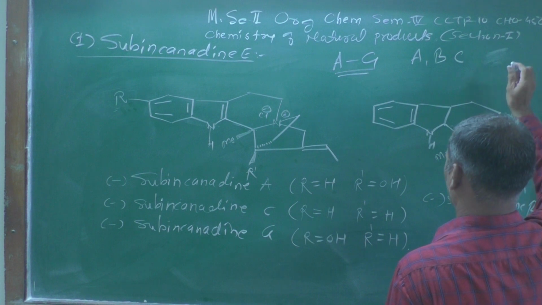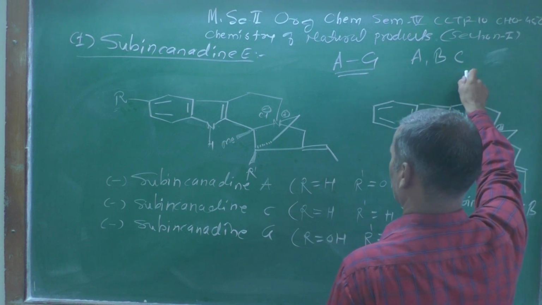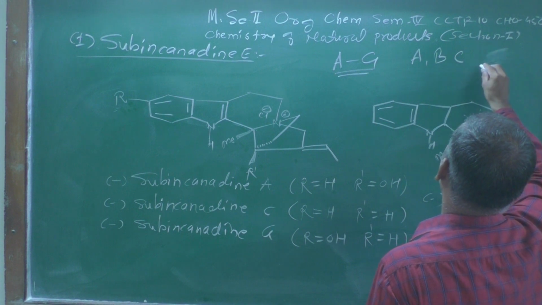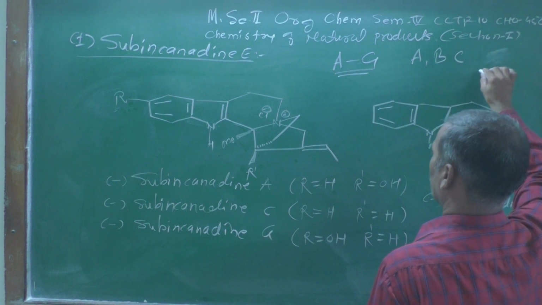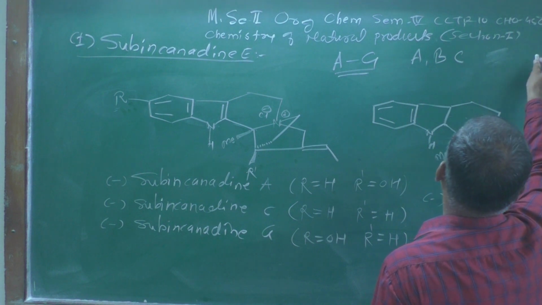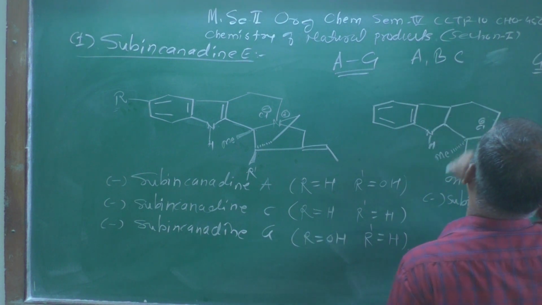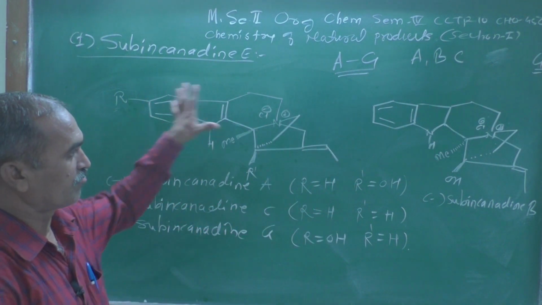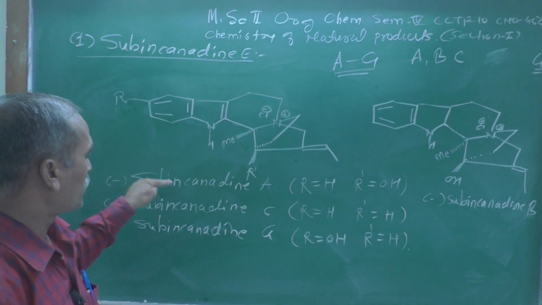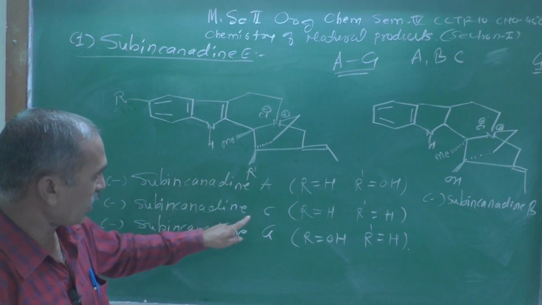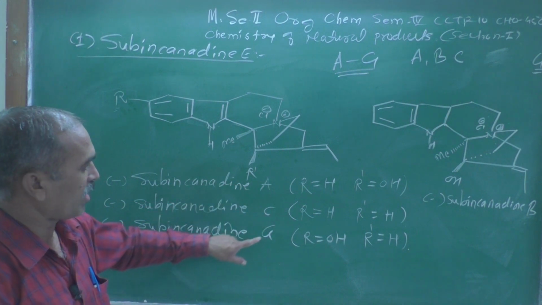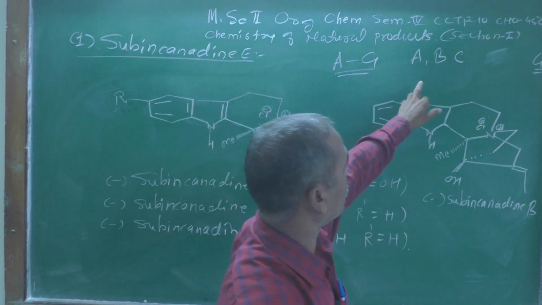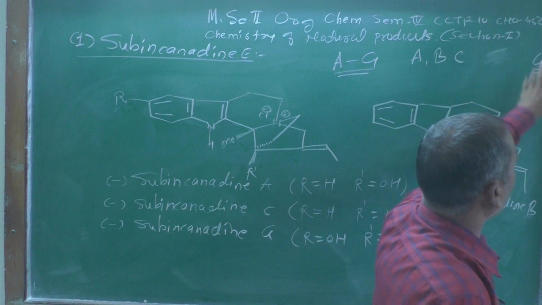we are not getting over there. Only A, B, C, D, E, F, Z we got. So the middle ones, A, B, C and Z, 4 structures we got over here: minus Subincanadine A, Subincanadine C, minus Subincanadine Z and minus Subincanadine B. These are the 4 structures we got over here, A, B, C and Z.